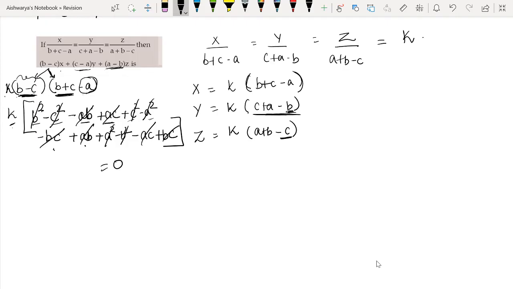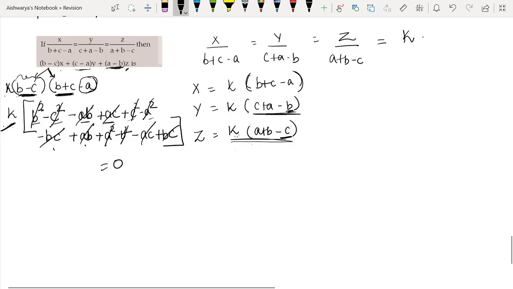Like that you multiply a minus b and with z, z is this. K you remove it because it's common in all the three, so we have kept it here outside. Okay. So a minus b into a plus b is a square minus b square, and this a minus b is to be multiplied with c. Have you got it now? Okay.